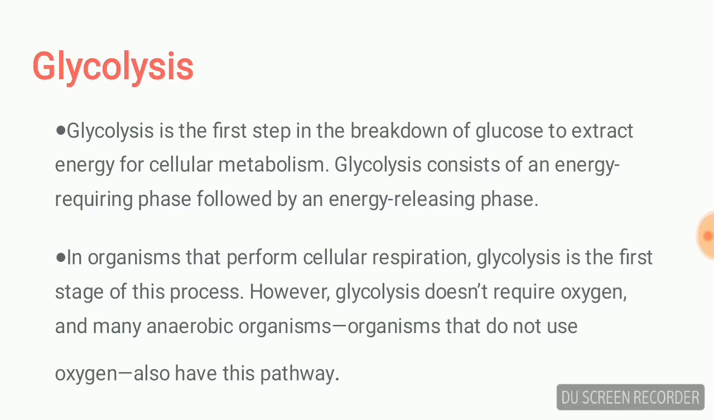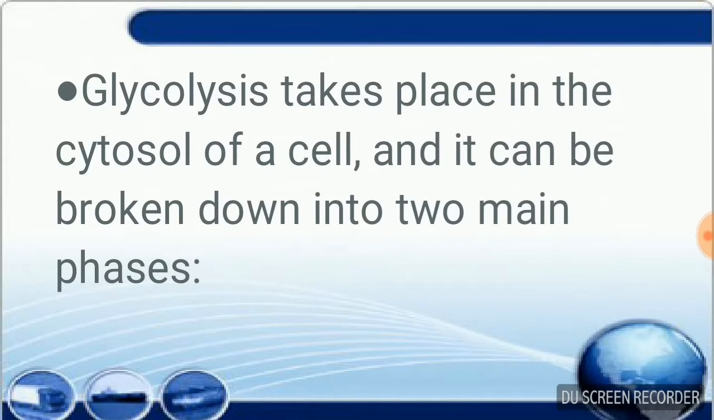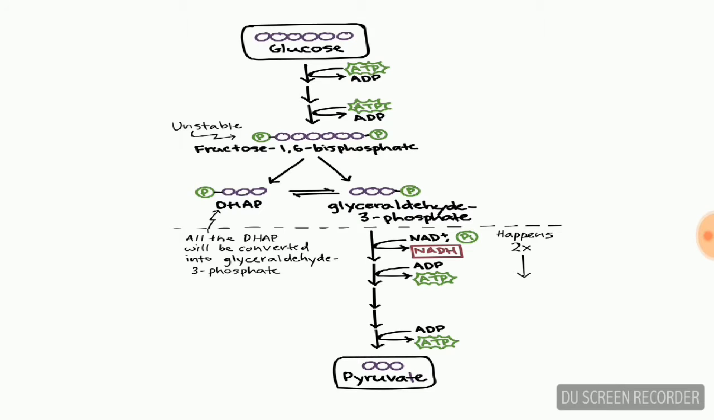In organisms that perform cellular respiration, glycolysis is the first stage of this process. However, glycolysis doesn't require oxygen in many anaerobic organisms. Organisms that do not use oxygen also have this pathway. Glycolysis takes place in the cytosol of a cell, and it can be broken down into two main phases.